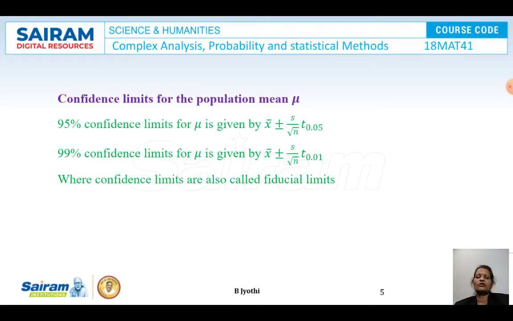Next comes the confidence limits for the population mean. The 95% confidence limits for mu are given by x bar plus or minus s divided by root n into t of 0.05. The 99% confidence limits for mu are given by x bar plus or minus s divided by root n into t of 0.01, where the confidence limits are also called fiducial limits.